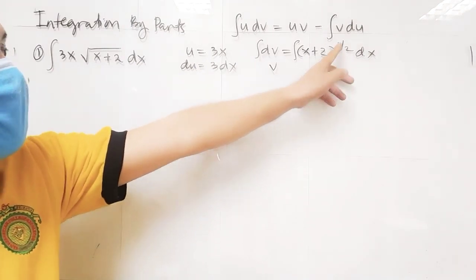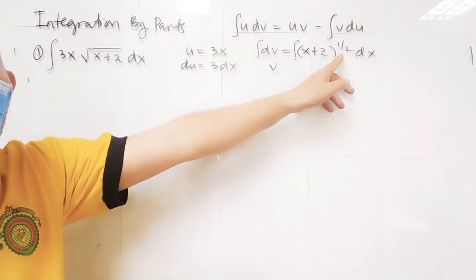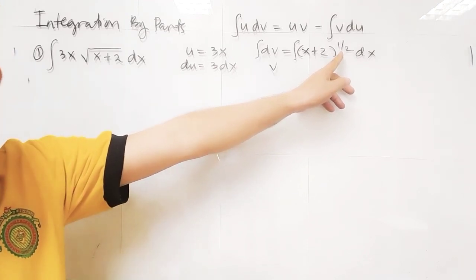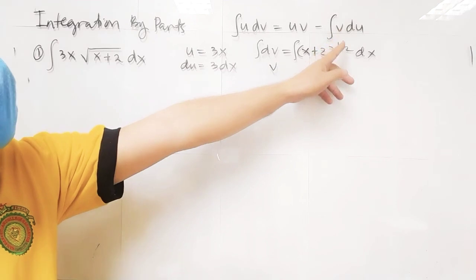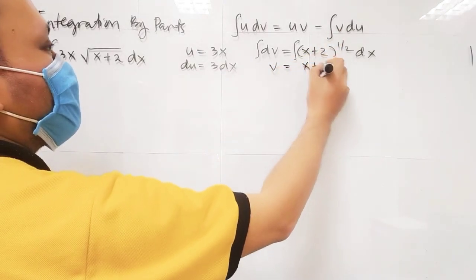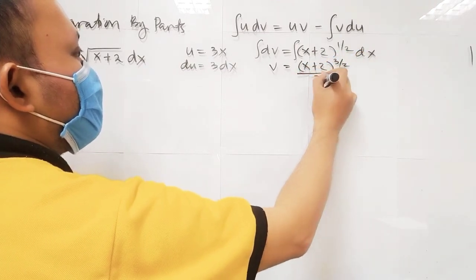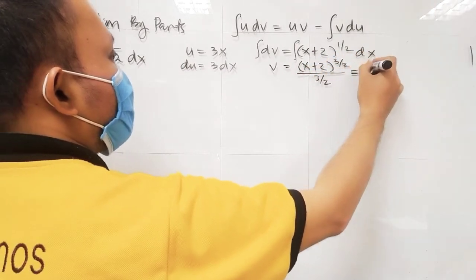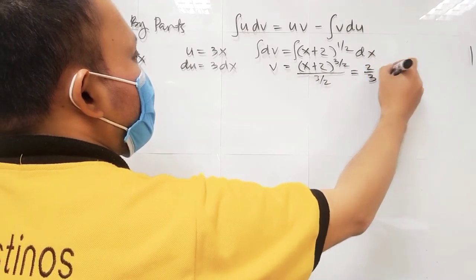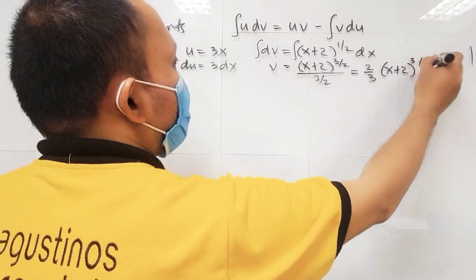So this is u to the n, and our n here is 1/2. The integral of u to the n du equals u to the n plus 1 over n plus 1. So this becomes 3 over 2. x plus 2 raised to 3 over 2, over 3 over 2, which is equivalent to 2 over 3 times x plus 2 raised to 3 over 2.